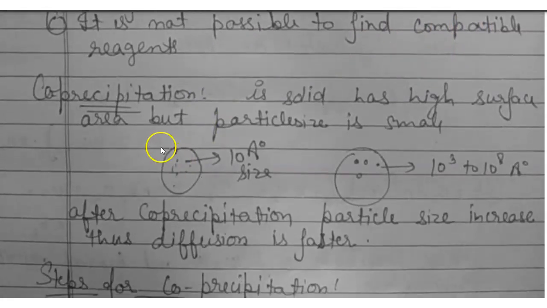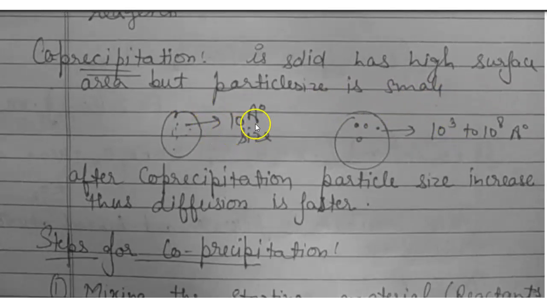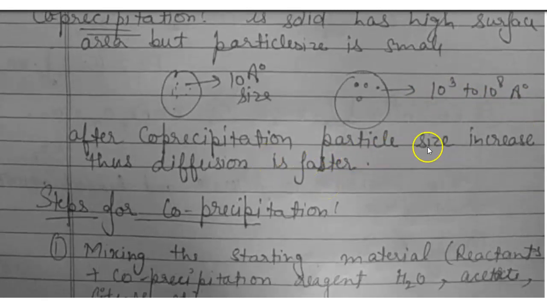Co-precipitation is said to give high surface area, but the particle size is small, like this. Here the particle size is 10 raised to power 10 Angstrom, and here 10 raised to power 3 to 10 raised to power 8 Angstrom. After co-precipitation, the particle size increases to between these sizes.